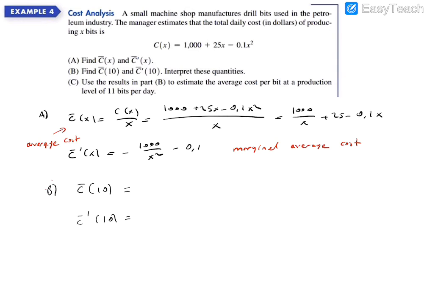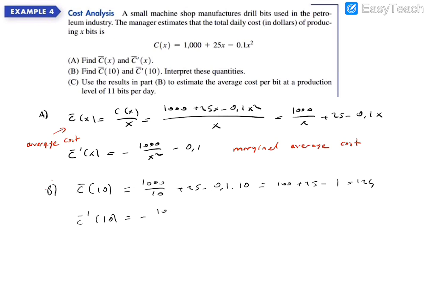So C bar of 10 is from this equation. Easily you can evaluate 1000 over 10 plus 25 minus 0.1 times 10. So this is 100 plus 25 minus 1. So that is 124. Let's calculate the derivative of C bar at the point 10, when the production level is 10.